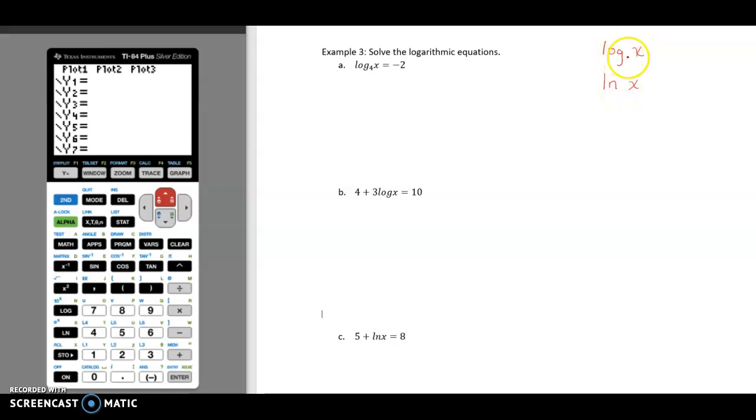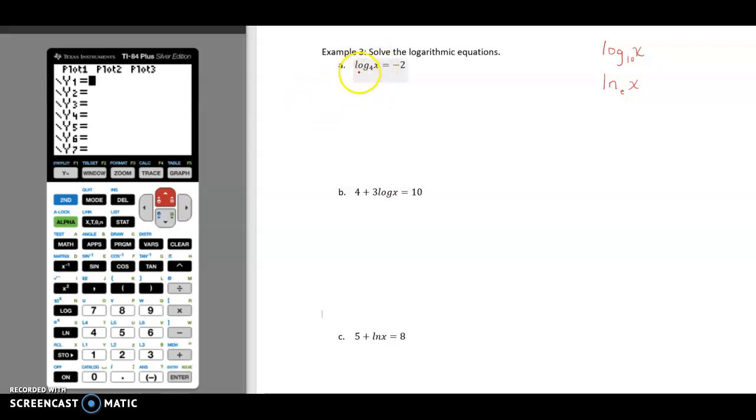Here, this is a logarithm, and notice there is no base written. So when there is no base, you assume that it's base 10. So these are called common logarithms, and they are easily typed into all calculators. But something like this, log base 4, like I said, depending on the calculator, you may have to use change of base here. And so I'm going to go ahead and show you that.